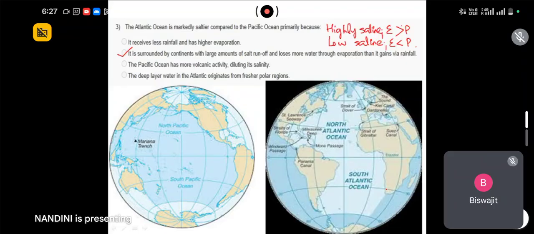So it is surrounded by continents with a large amount of salt runoff, and it also loses more water through evaporation, that is, evaporation is greater than precipitation. That's why the Atlantic Ocean is saltier than the Pacific Ocean.